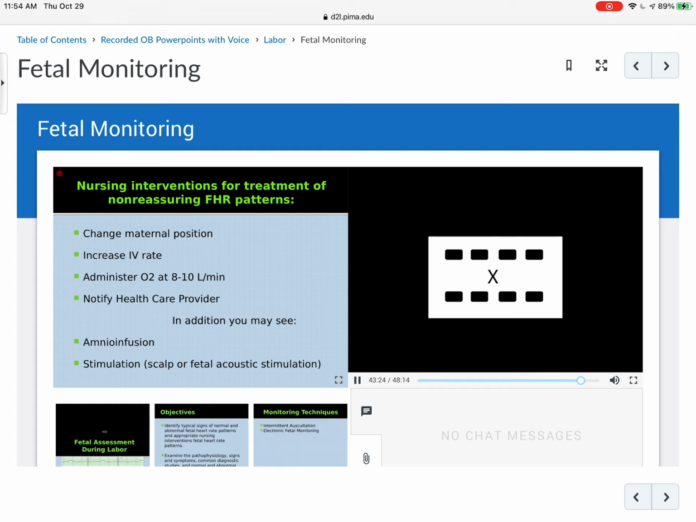Now, I'll show you what an amnioinfusion is, but stimulation just means, what if baby's just sleeping? Sometimes if you do a vaginal exam and you scratch the baby's head, if the bag of waters is broken, or even just kind of rub it, baby will wake up and respond with movement and the heart rate will increase. If you do that and it doesn't, then the baby is not responsive, then you've got more of a problem.